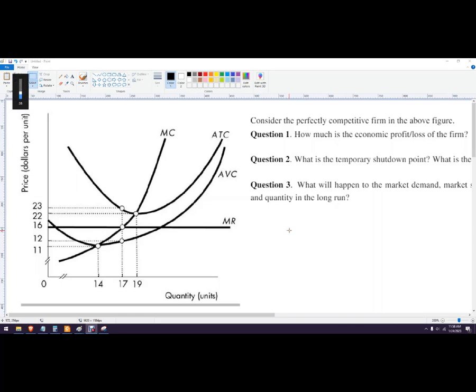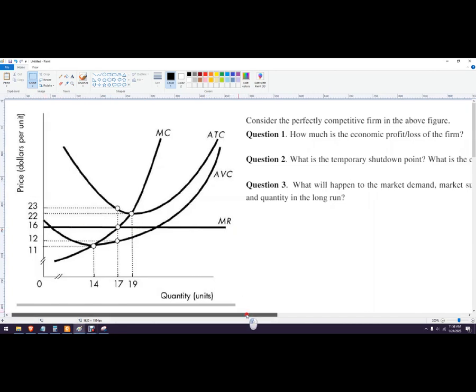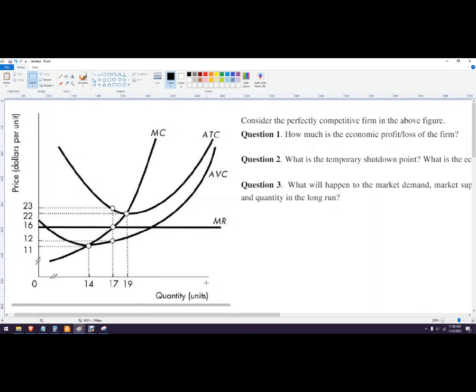We've got some review questions about a perfectly competitive firm and perfectly competitive graph model. The reason I know this is perfectly competitive is that the marginal revenue curve is perfectly horizontal. It's right at 16, so that tells us that the price in the market is 16 because the firm has to take whatever the market price is. And plus, they also tell us it's perfectly competitive.